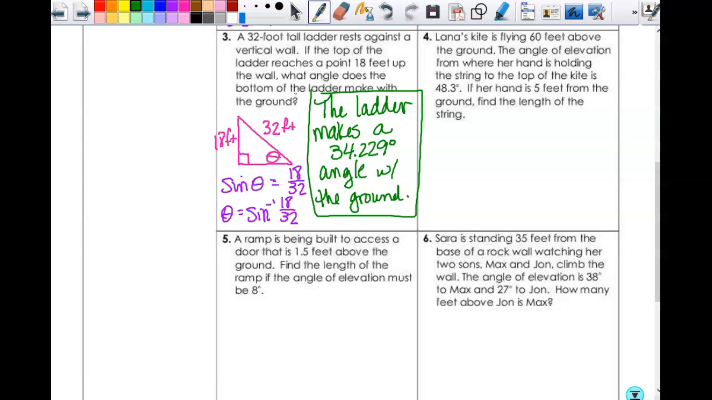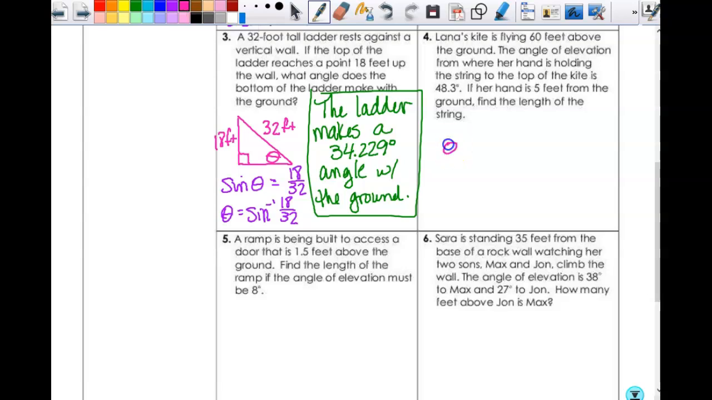All right. So we're going to do number 4 for a couple reasons. One reason is because it has my name in it. My name's never in word problems. So if you have a common name, your name's usually in word problems. But all right, so it says, Lana's kite is flying 60 feet above the ground. The angle of elevation from where her hand is holding the string to the top of the kite is 48.3 degrees. If her hand is 5 feet from the ground, find the length of the string.